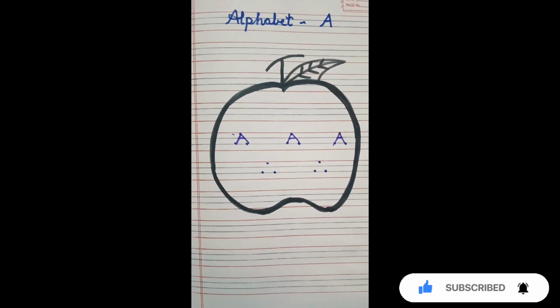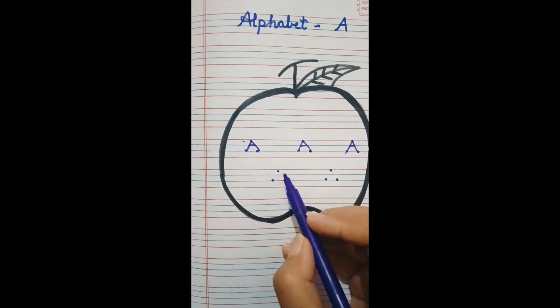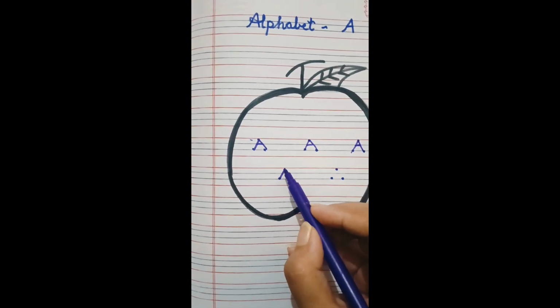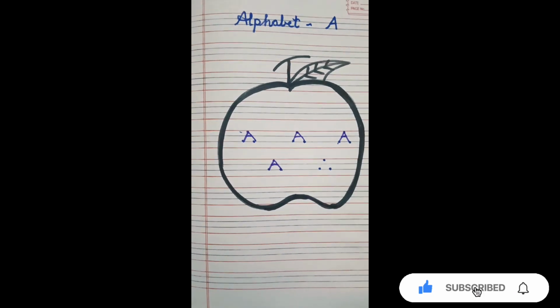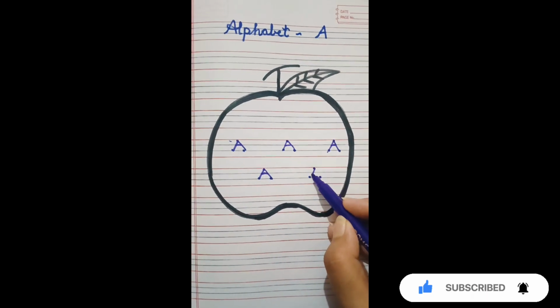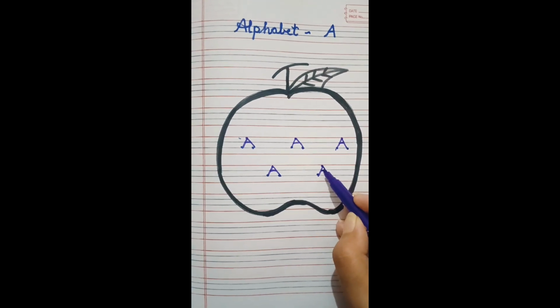Which alphabet is this? This is A. A, apple. Slanting line. Draw again slanting line. Then slipping line in the middle. Draw a slanting line. Again slanting line. Then slipping line in the middle.